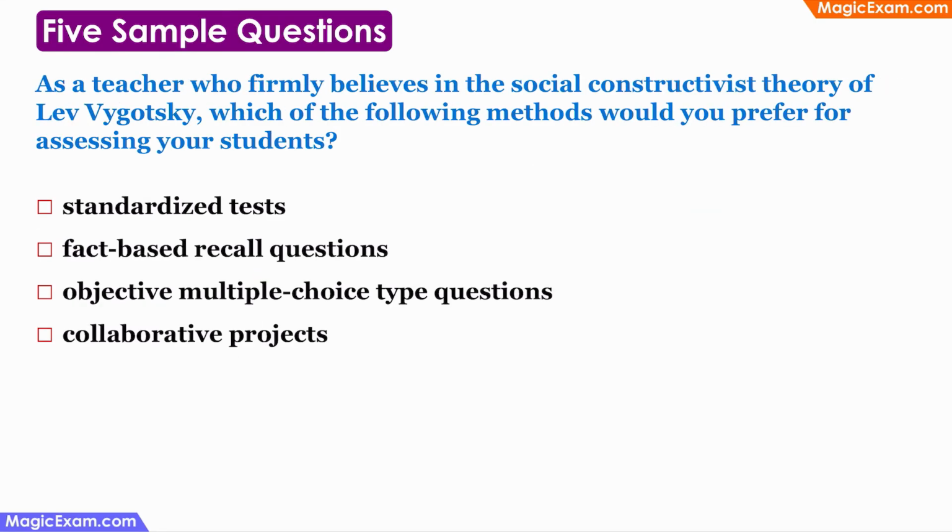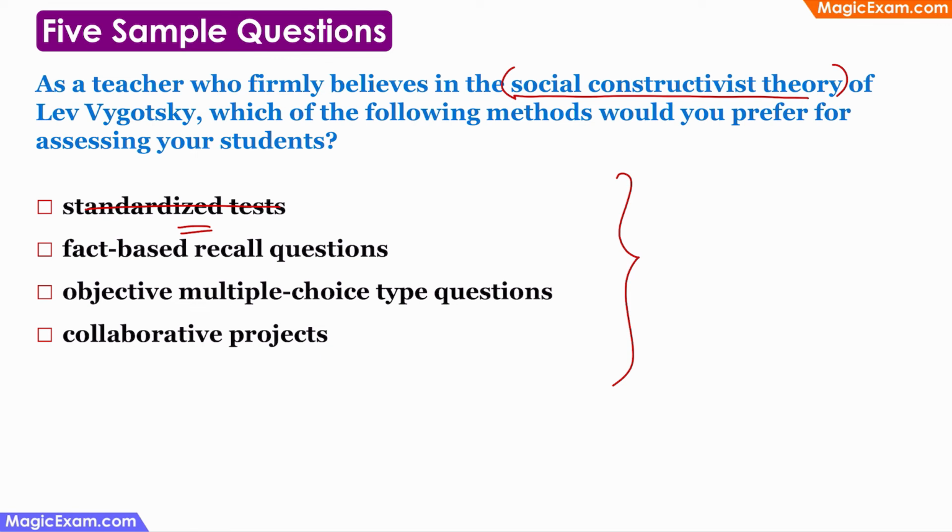As a teacher who firmly believes in the social constructivist theory of Lev Vygotsky, which of the following methods would you prefer for assessing your students? When we are talking about the social constructivist theory, this theory says that a lot of learning happens through social interactions. Therefore, social interactions have to be part of the teaching and learning process. Therefore, even the assessment process should have some social interaction in it. Now, when you look at all the answer choices, the first one, standardized tests. If students are taking standardized tests, then there is not much of a social interaction happening because this is an individual activity. Therefore, this cannot be the answer choice.